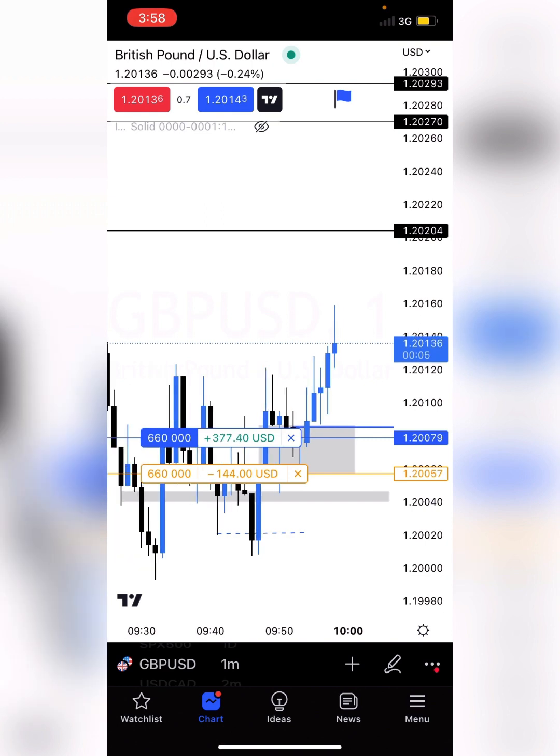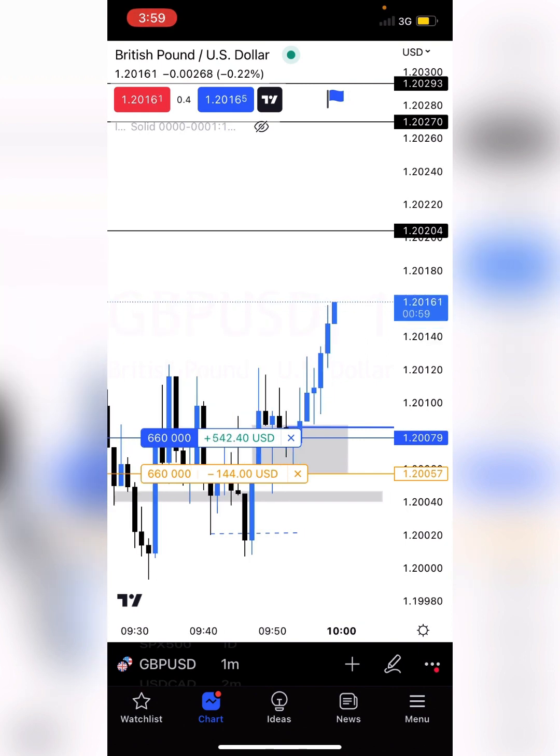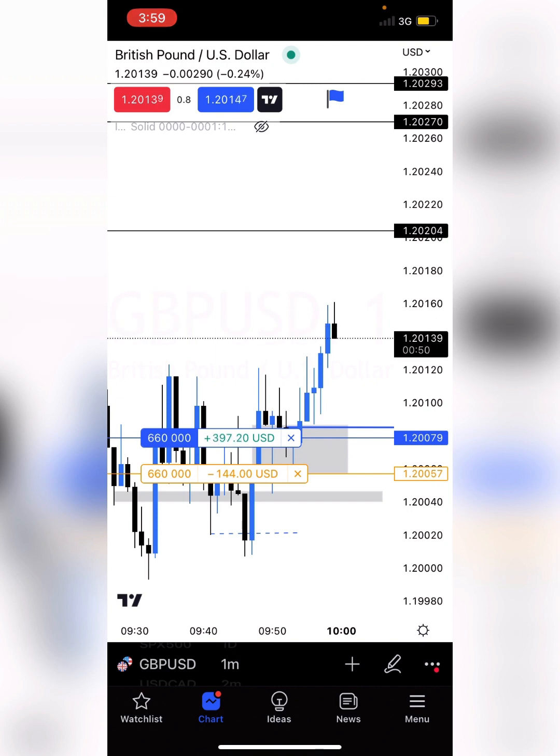ICT concepts is basically learning how to read price. So you find a narrative and then you find an entry. It's just that. There are lots of minor details to that, but I like how you can practice and get better with this kind of stuff.